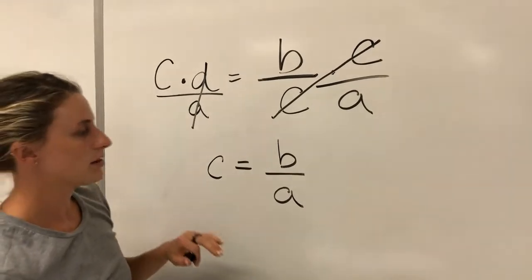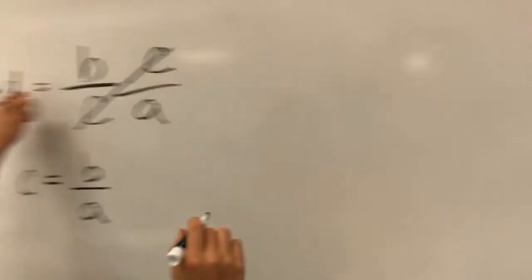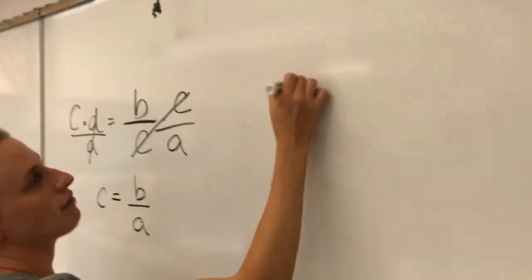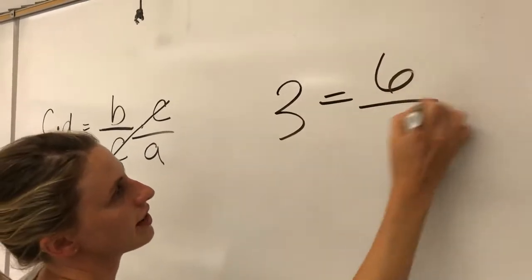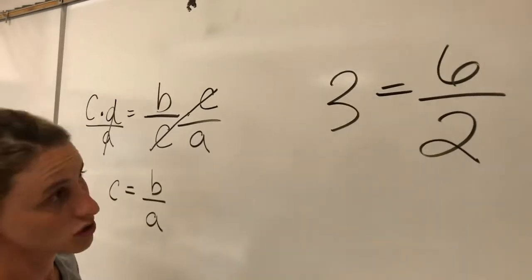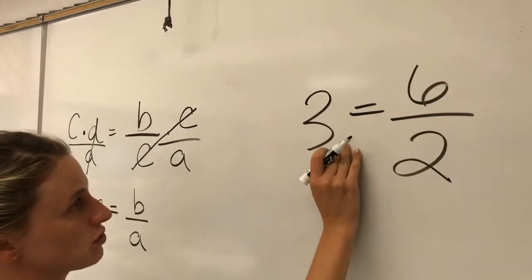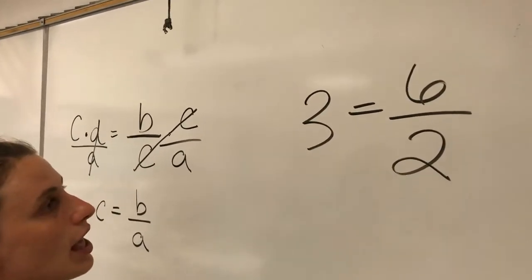Let's talk about an easier way to do this. Let's say we have 3 equals 6 divided by 2. This is true, yes? Yep. 6 divided by 2 equals 3.